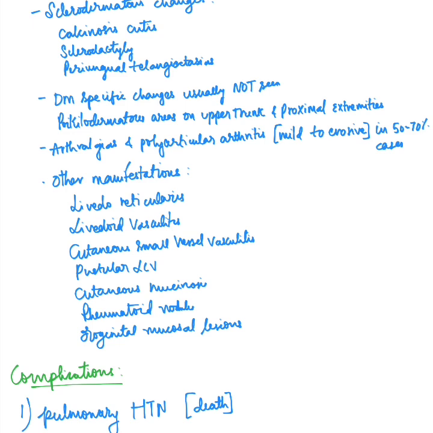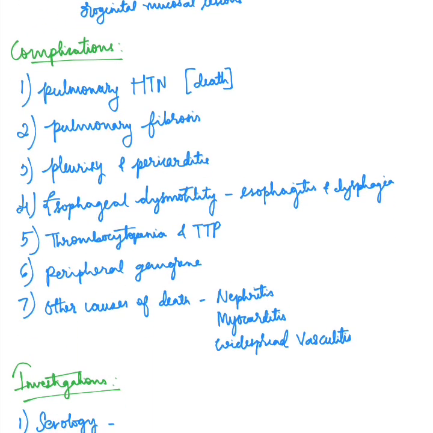Coming to complications, pulmonary hypertension is the most serious complication of MCTD, and it is associated with the majority of deaths, and it is also associated with antiphospholipid antibody syndrome. And pulmonary fibrosis, pleurisy and pericarditis, esophageal dysmotility causing reflux esophagitis and dysphagia, thrombocytopenia and thrombotic thrombocytopenic purpura, and peripheral gangrene are all some of the complications. In addition to pulmonary hypertension, other causes of death include nephritis, myocarditis, and widespread vasculitis.